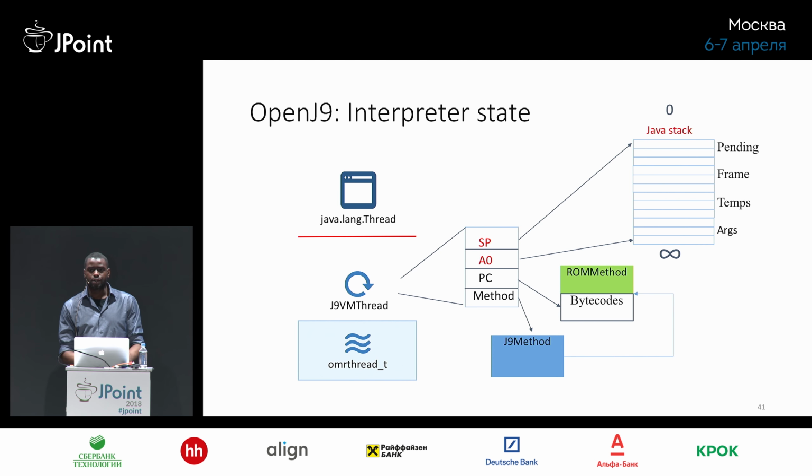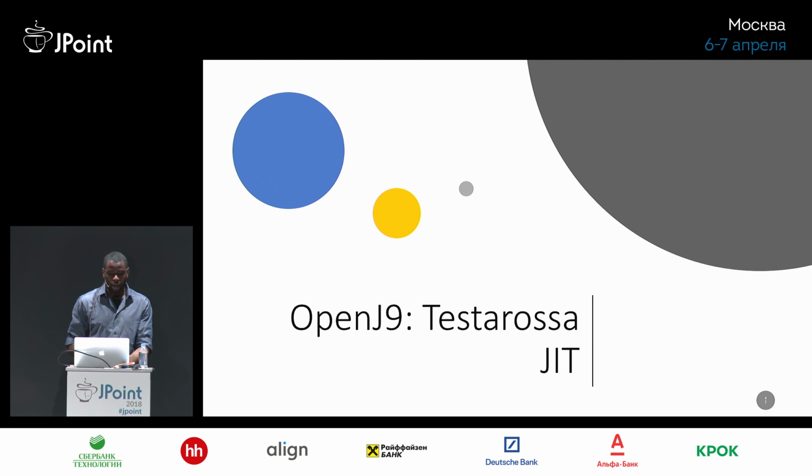So this is one way to execute bytecodes. Now we'll look at another. JVMs have a component called the just-in-time compiler. In OpenJ9, this is called the Testarossa JIT. JITs are dynamic compilers, meaning that they compile code at runtime. They take bytecodes and generate assembly for the specific platform.